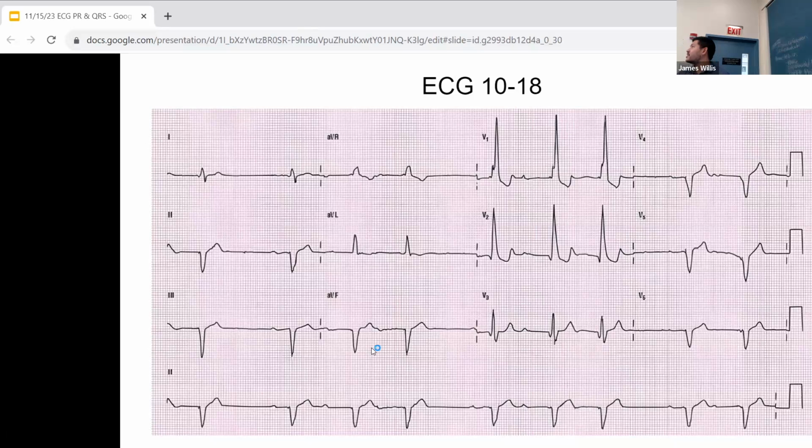Someone says AV block. What type? What degree? Type 1, second degree. What makes you say that? Yeah, so you see grouped beats here, right? Look at the PR intervals. It's slowly, actually not even slowly, it's pretty obvious. You have the PR interval here and the P wave here and the P wave on the third beat.